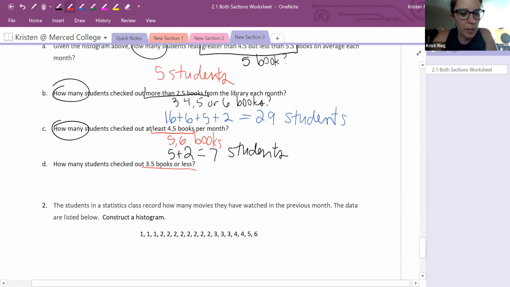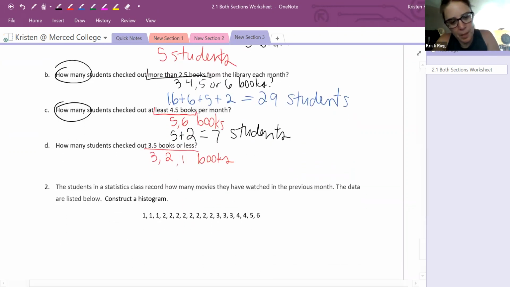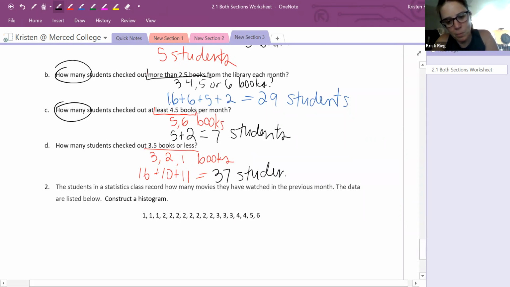that is going to be 3, 2, or 1 book. And 1, 2, or 3, it doesn't matter how you add it up. And then we said that was 10, 11, 10, and 16. 11, 10, and 16 tells us that it is 37 students. Okay, so all of these were how many students. So I was looking at the height of the towers on the histograms.